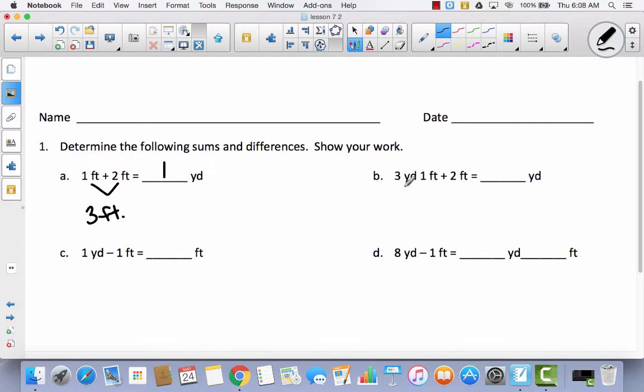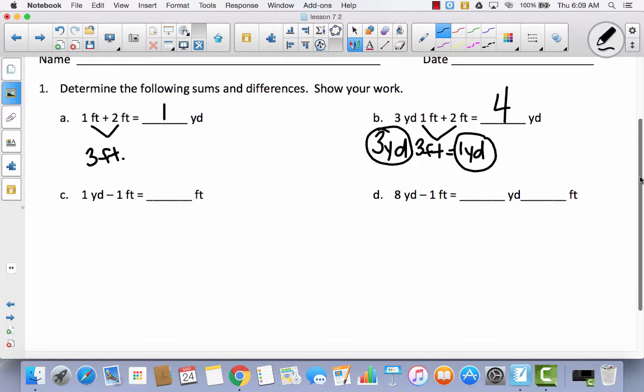And then I have 3 yards, 1 foot plus 2 feet, which equals blank yards. So I've got 3 yards over here. And then I'm going to combine my 1 foot and 2 feet, and that's going to give me 3 feet, where these 3 feet are going to equal 1 yard. So now I've got 3 yards plus another yard equals 4 yards.